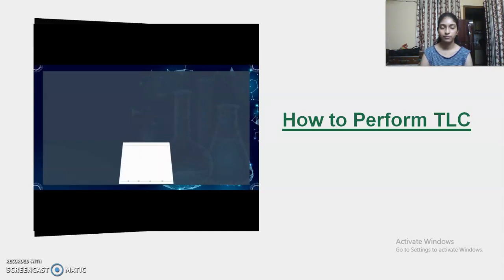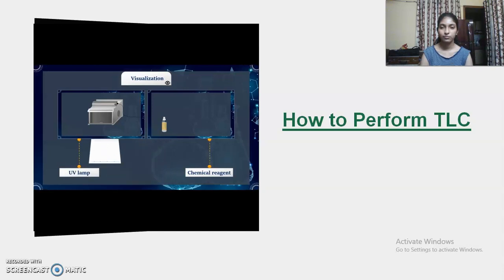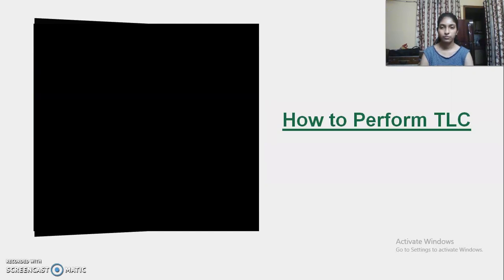The plate is visualized under the UV lamp, or by using certain chemical reagents, if the substances of interest are colorless.